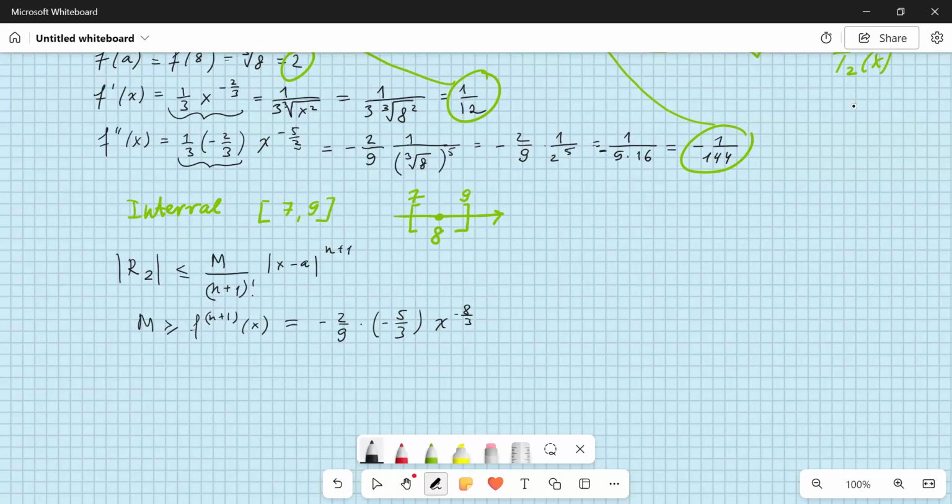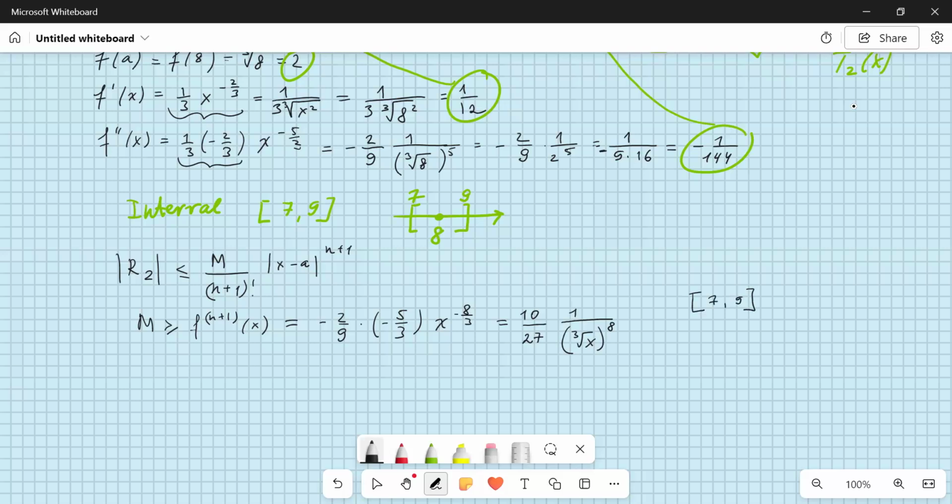So basically, I'm going to multiply everything: that's 10, and here 9 by 3, 27, right, 10 over 27, and 1 over the cubic root of x to the power of 8. Here, guys, we'll need to figure out what the maximal value of this is on the interval from 7 to 9.